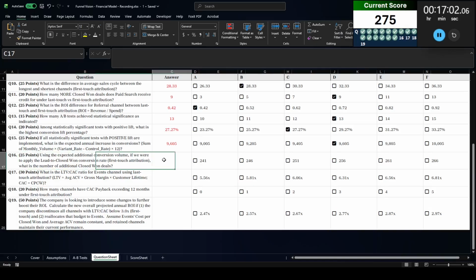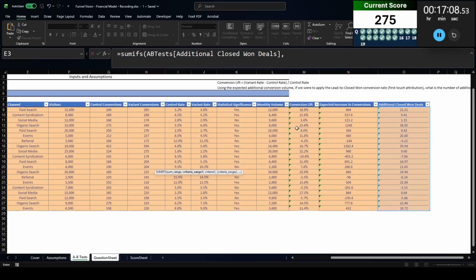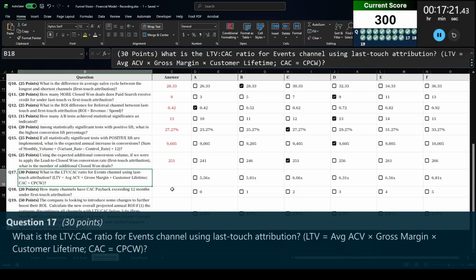So let's see if I can sum this up and if the numbers will work. We're going to sum this column where conversion lift is positive and statistical significance reads yes. 251 more closed one deals. There we go. Question 17.